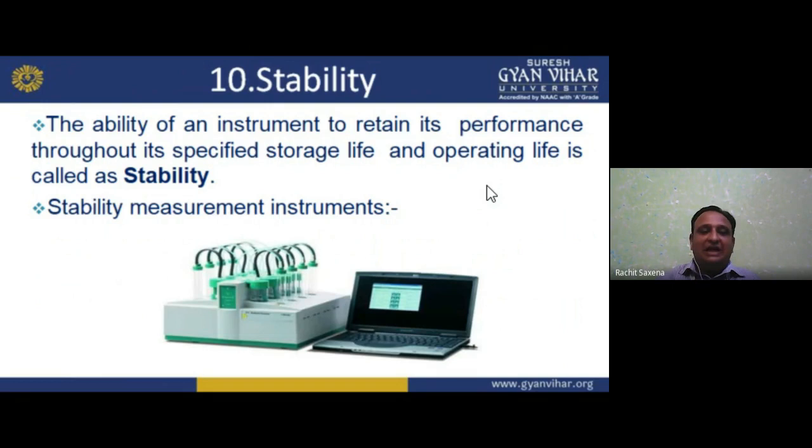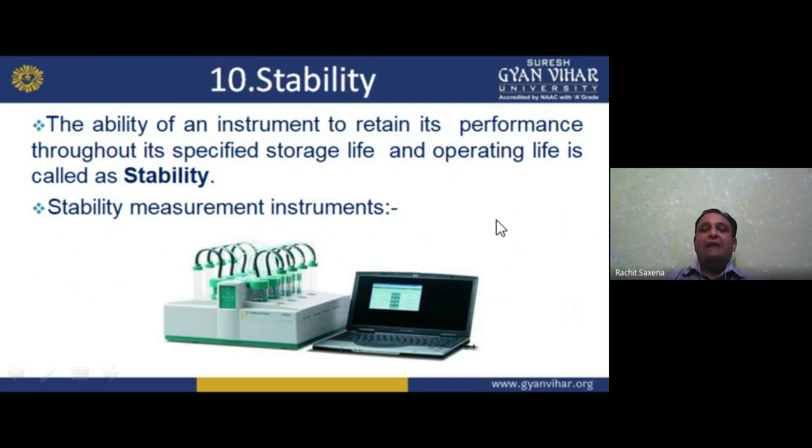The ability of an instrument to retain its performance throughout its specified storage life or operating life is called stability. The word stability comes from stable. Here we have a stability measurement instrument. You can find a laptop in this, with the program set up, and this is the stability measurement instrument we have.